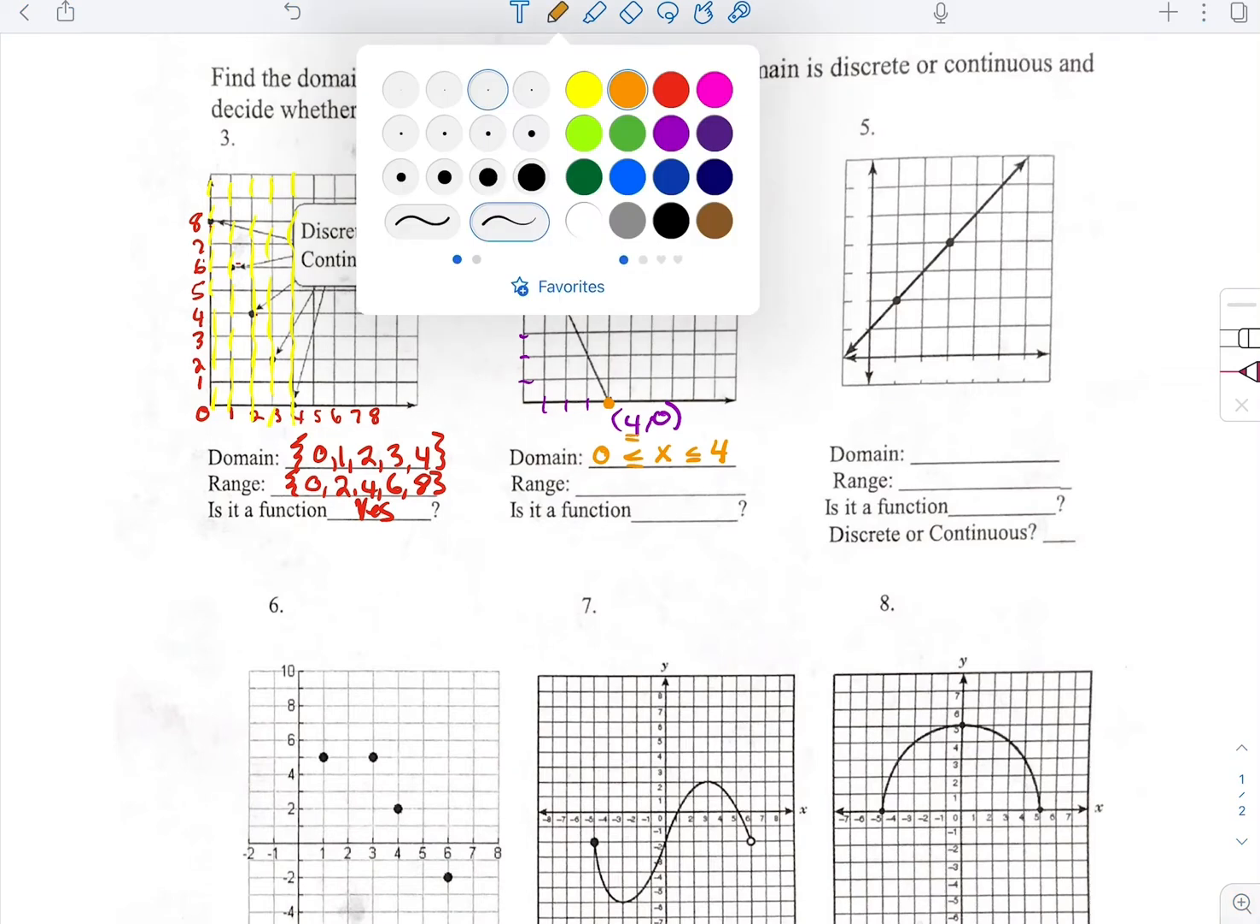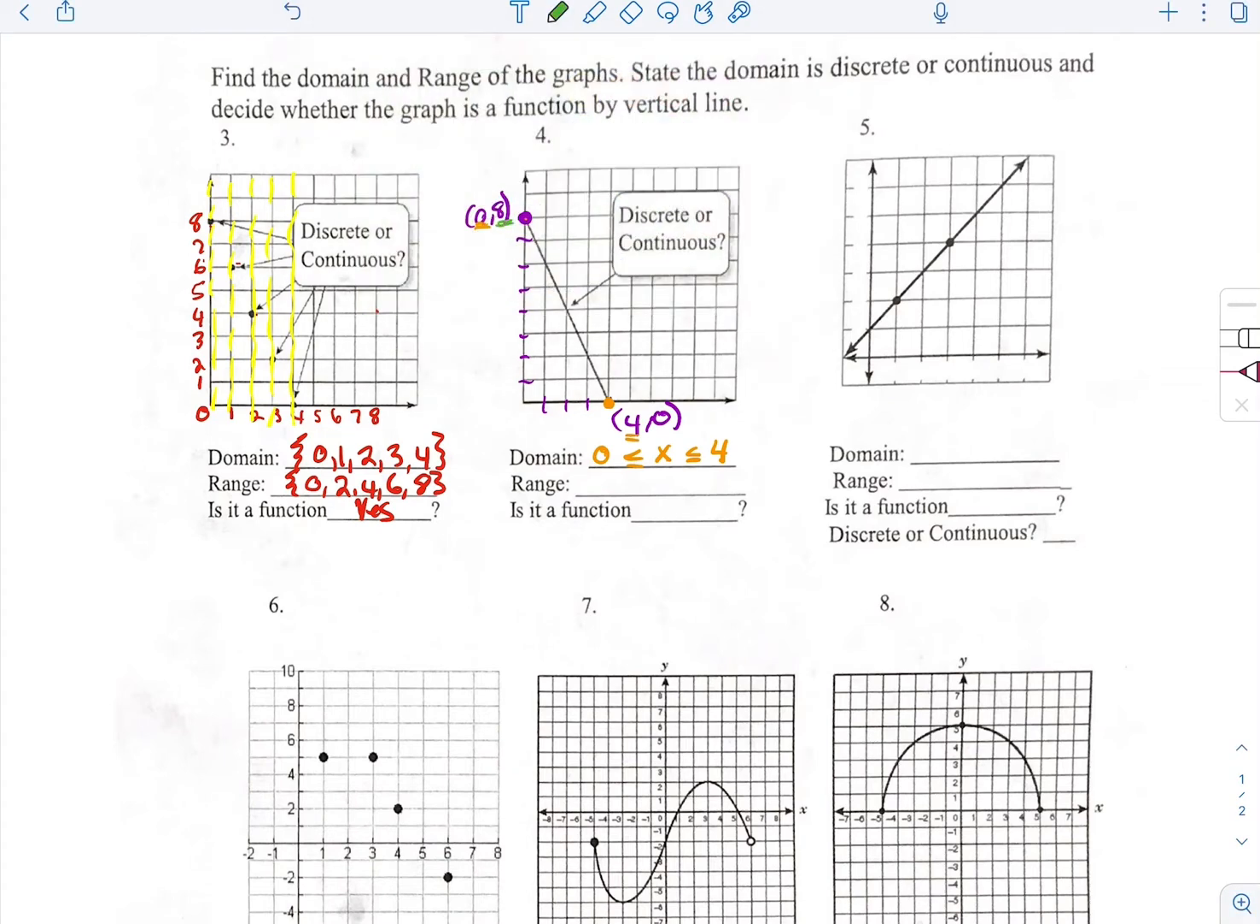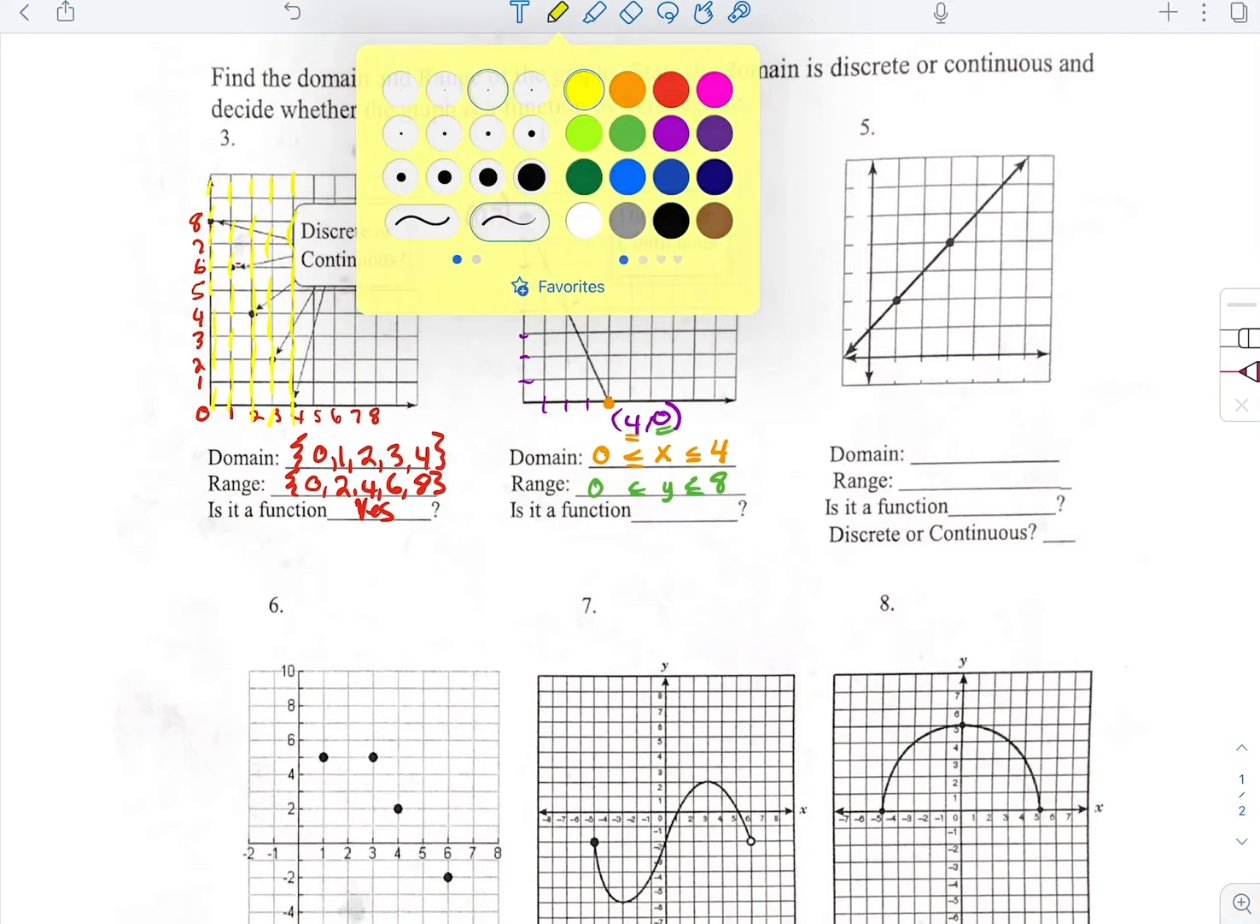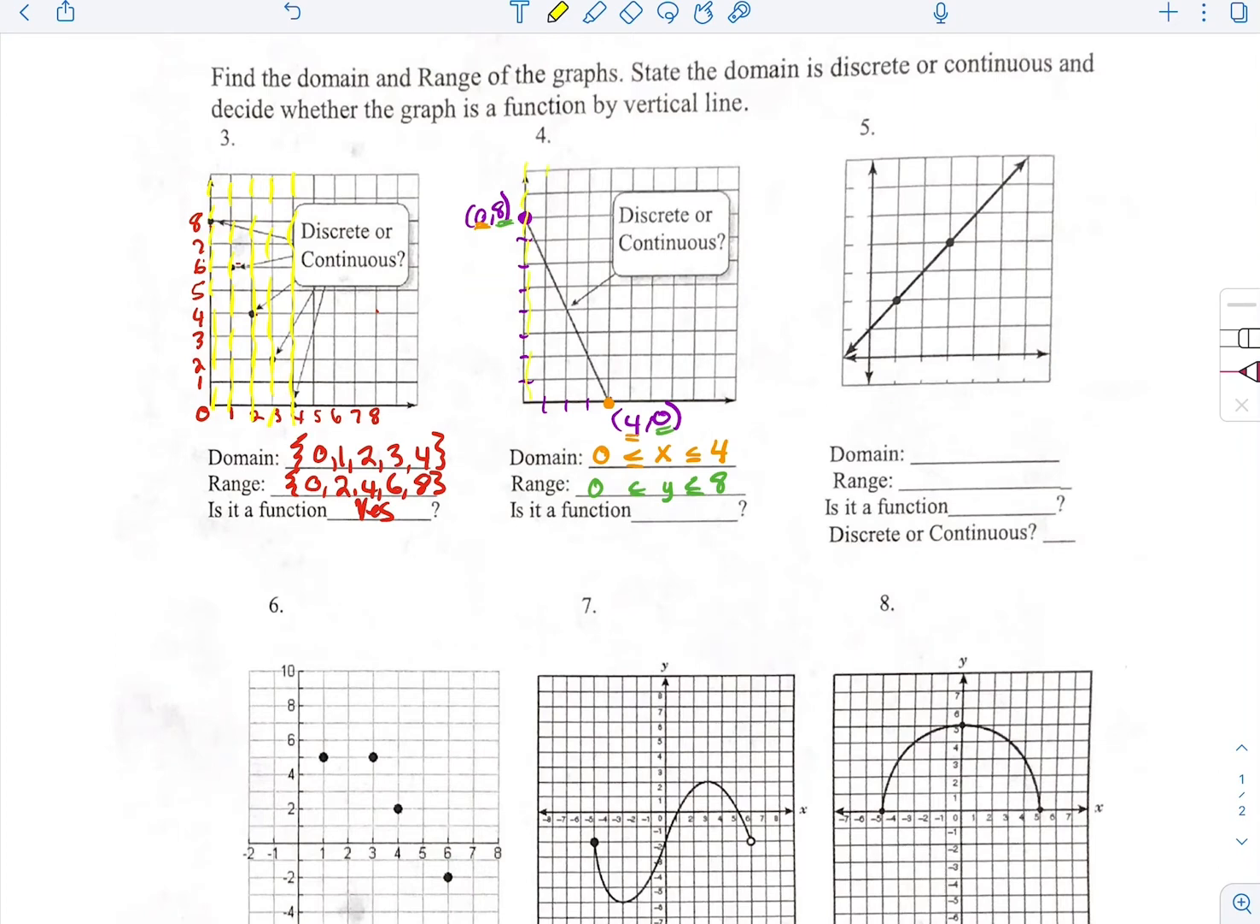All right? And for our range, we're going to look at our y's. Remember, we look to our smallest y value, which is 0, and our largest y value, which is 8. Remember, we're talking about y, the range, less than or equal to. It's always less than or equal to. And we're just saying that our range, y, is in between 0 and 8. And yes, it is a function because if we draw vertical lines, we're going to see that the graph does not touch the vertical line more than once. So yes, this is a function.